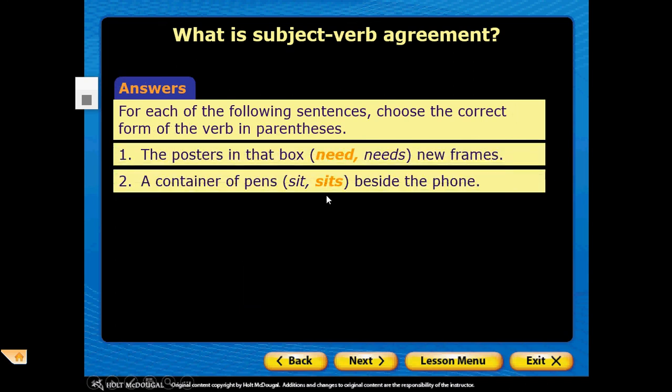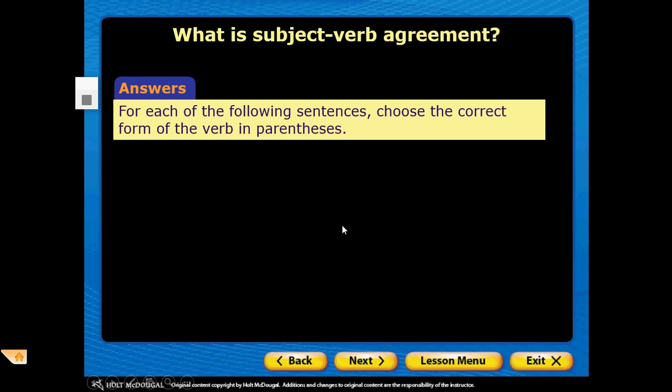A container of pens sits beside the phone. Very good. Very good, boys.